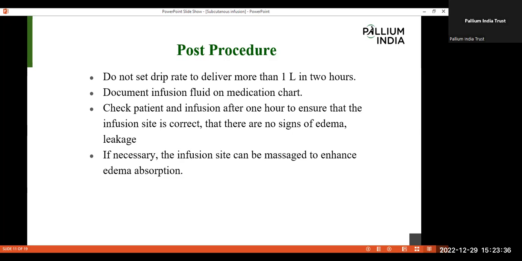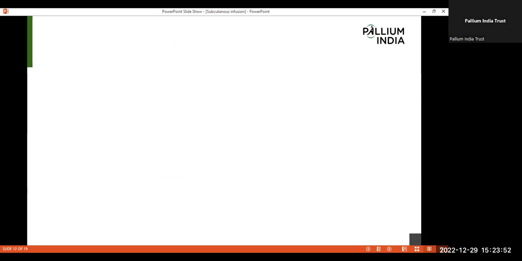After some time, if the edema is not subsiding or is increasing, or if the patient is telling of pain in that area, we can give a mild massage on that area and resolve it. Otherwise, we need to change the site.